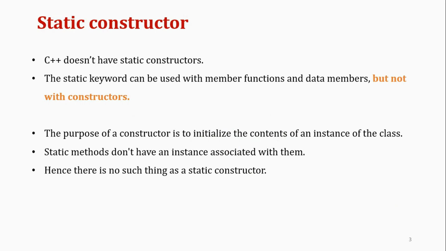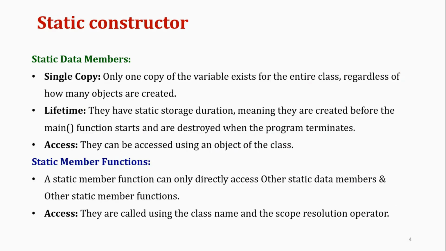Static is a keyword that can be used with member functions and data members, but not with the constructor. The purpose of the constructor is to initialize the contents of the object or the attributes of the class, and a static method doesn't have an instance associated with it. Hence there is no such thing as a static constructor in C++. But we do have static data members and static member functions.